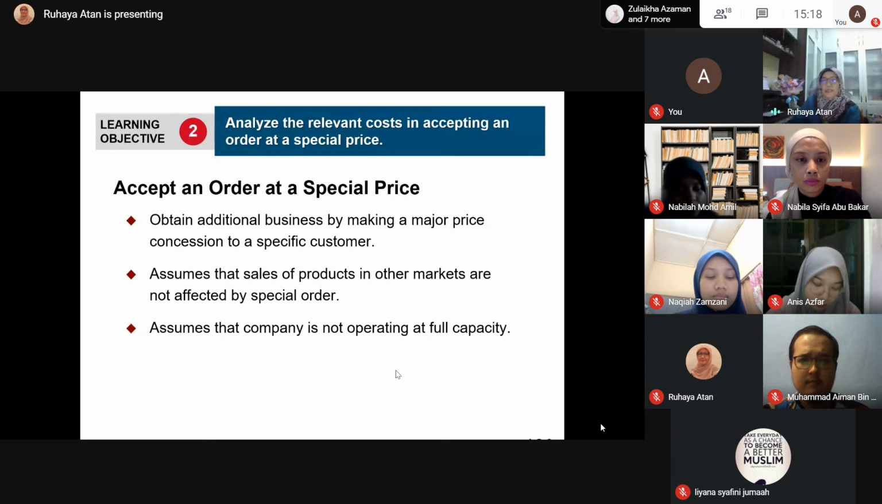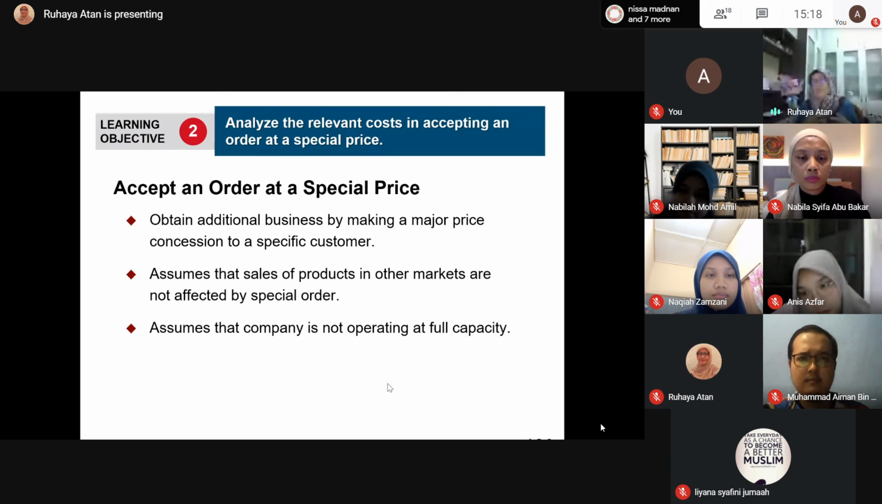So we always like to assume in incremental analysis, when you have an order at a special price, that your company is not operating at full capacity. For example, every day you have manufacturing capacity, isn't it? Full capacity meaning 100%. You are using 100% of your force, 100% of your machine capability. Normally there will always be some capacity that is not utilized. So in this incremental analysis, we assume that the company is not operating at full capacity.